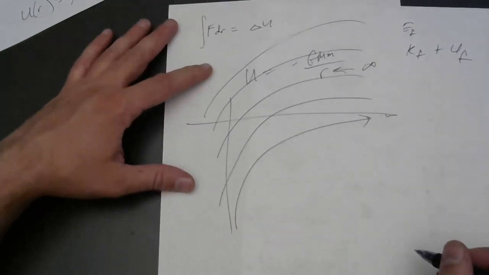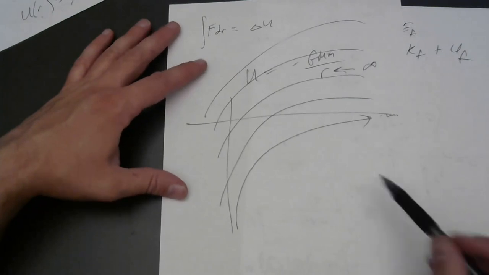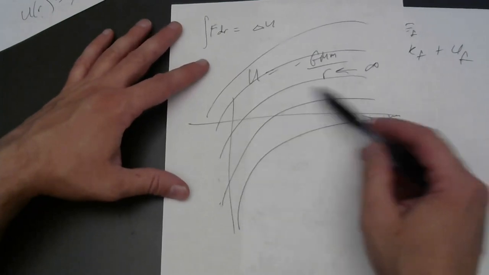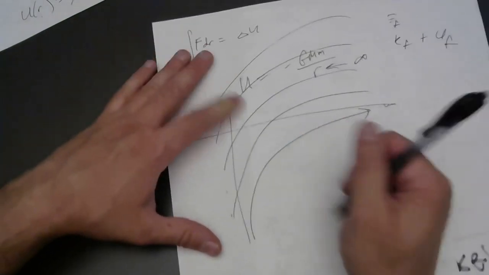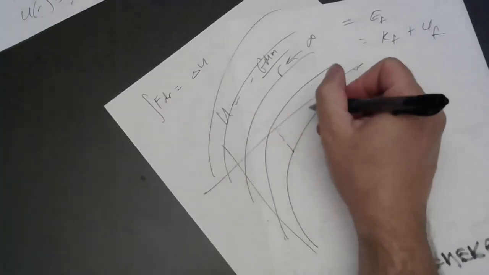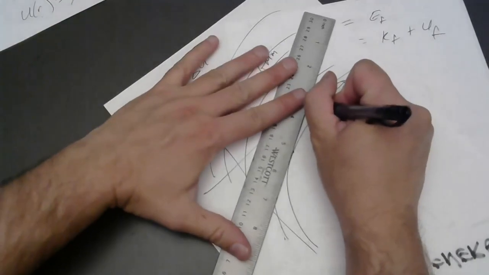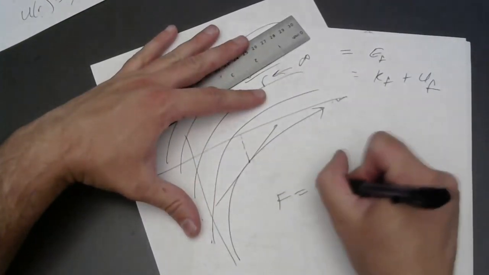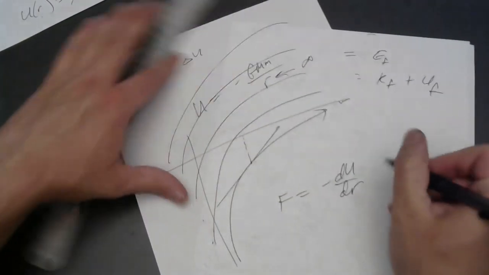That doesn't change the physical predictions. It just changes where your reference potential is. The shape of the curve is the same in all instances. The shape of the curve really tells you the force at every distance R, right? Remember the slope is the force. It's that result: force is the negative derivative with respect to R.